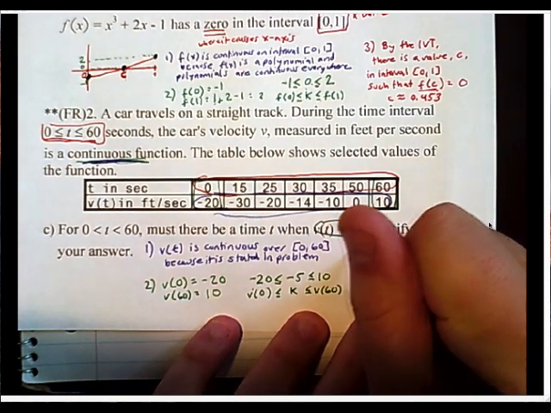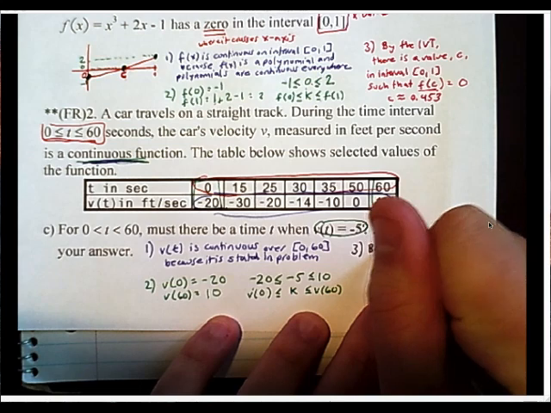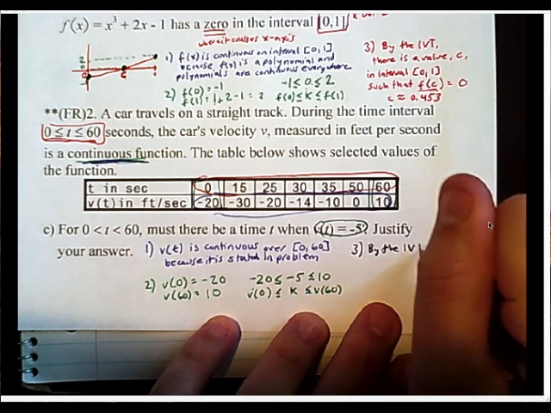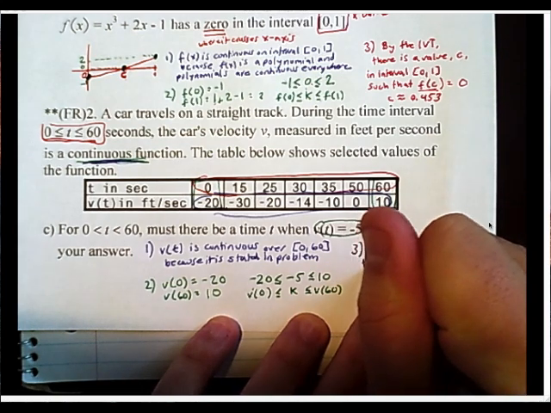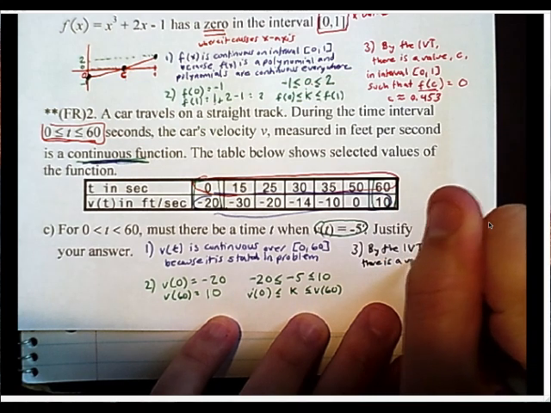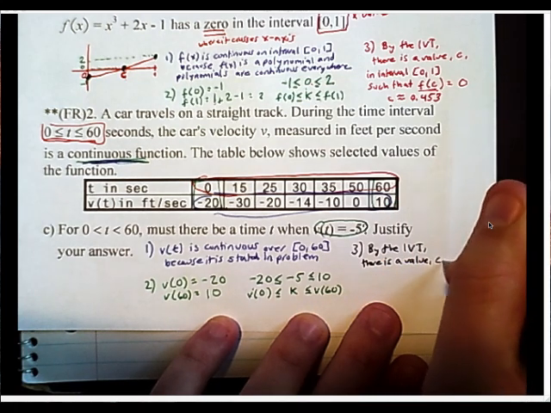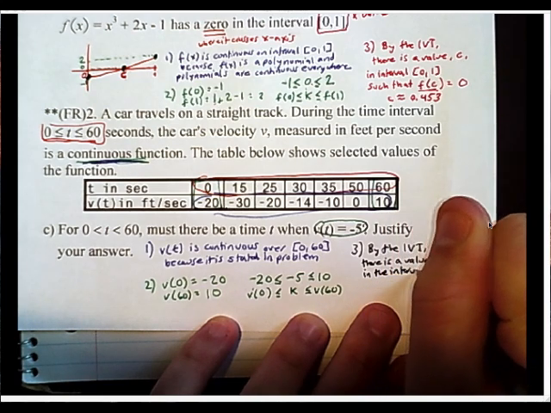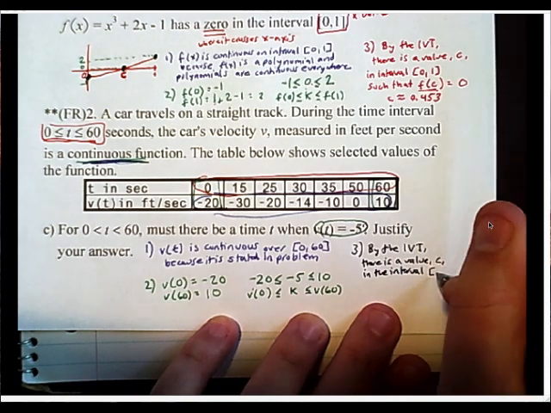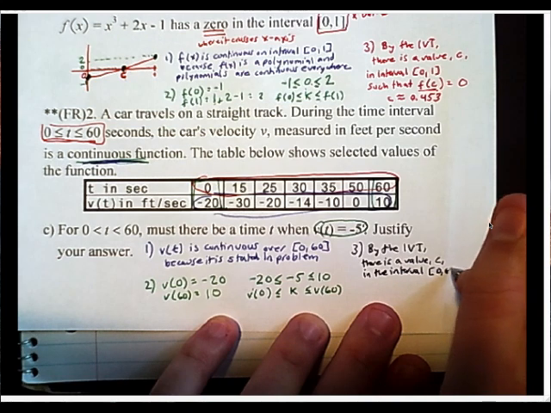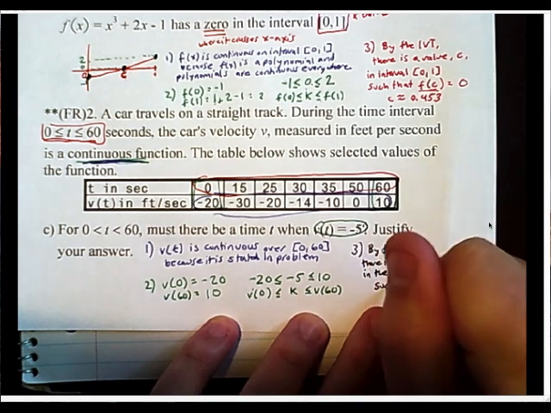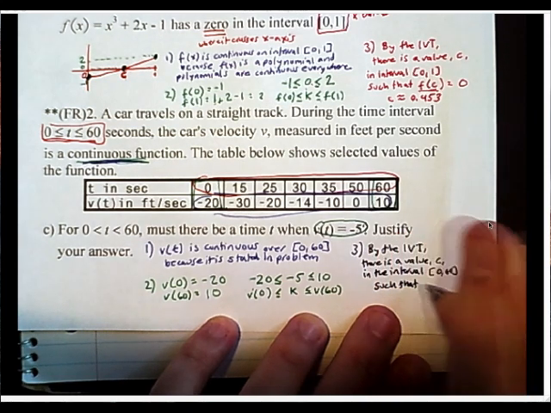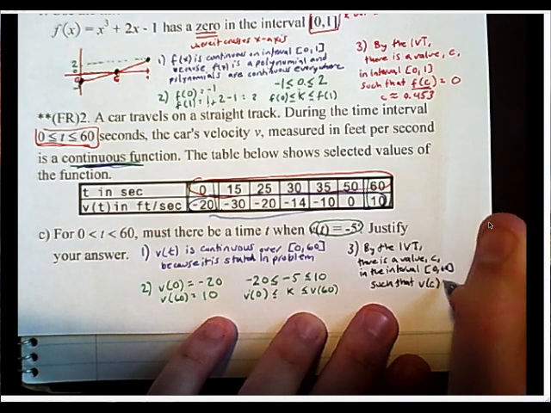So in part 3, we just say by the intermediate value theorem, or by the IVT, there is a value c in the interval (0 to 60) such that the velocity at time c equals negative 5.